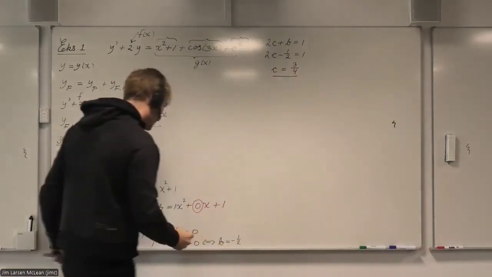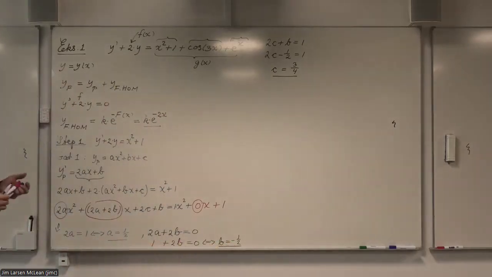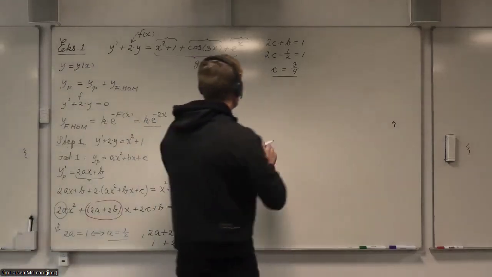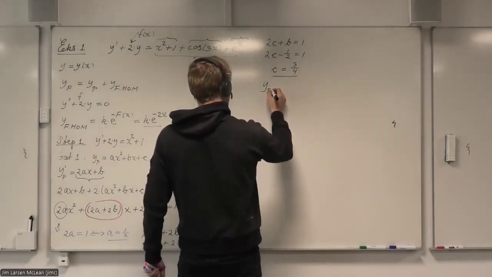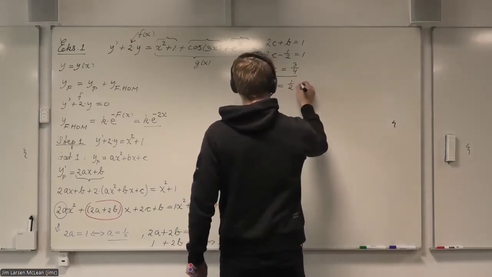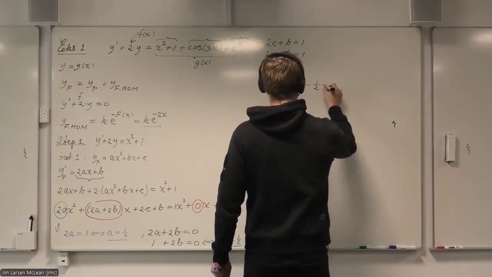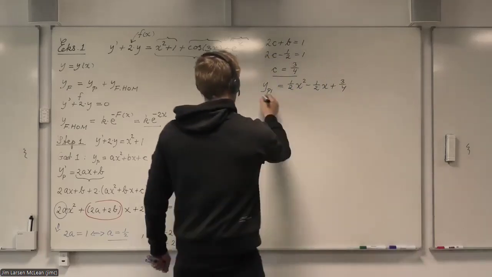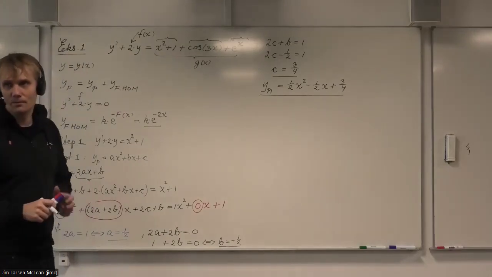So now I have found a, b and c. So we get our particular solution. It belongs to step 1. I might call it yp1 maybe. It will become 1/2 x squared minus 1/2 x plus 3/4. So far, so good. Now I've found 2 out of 4 ingredients for the final solution.